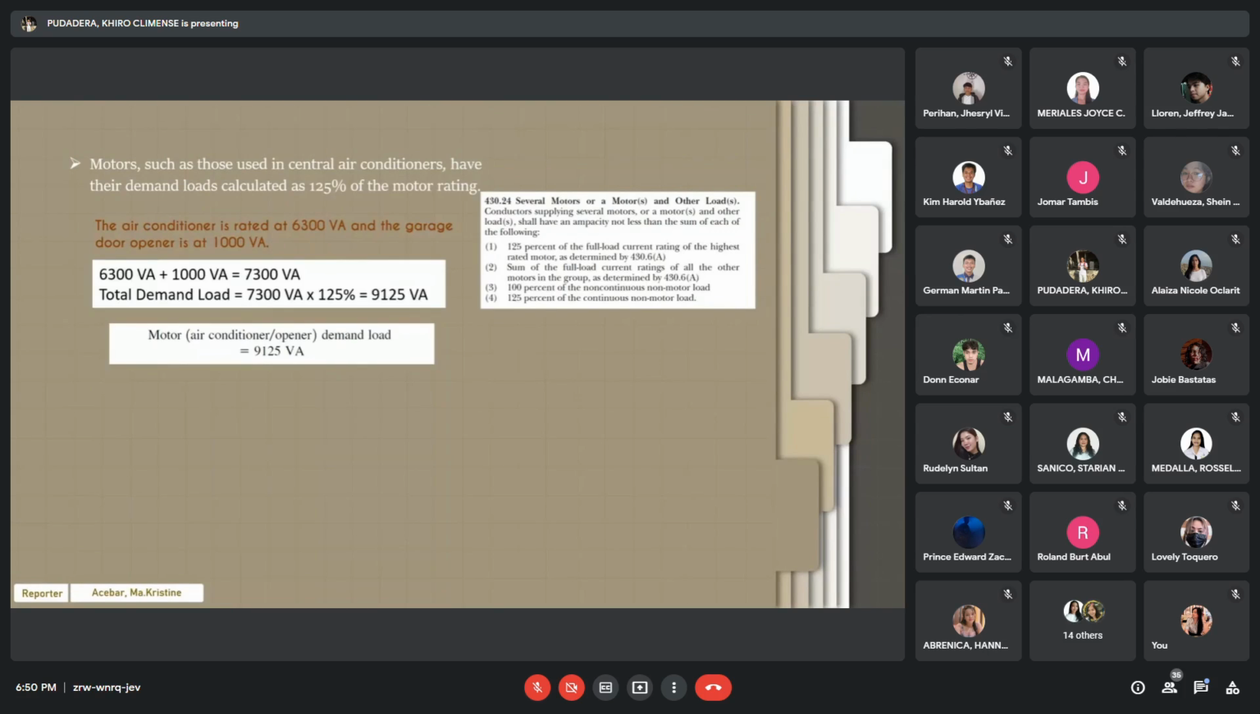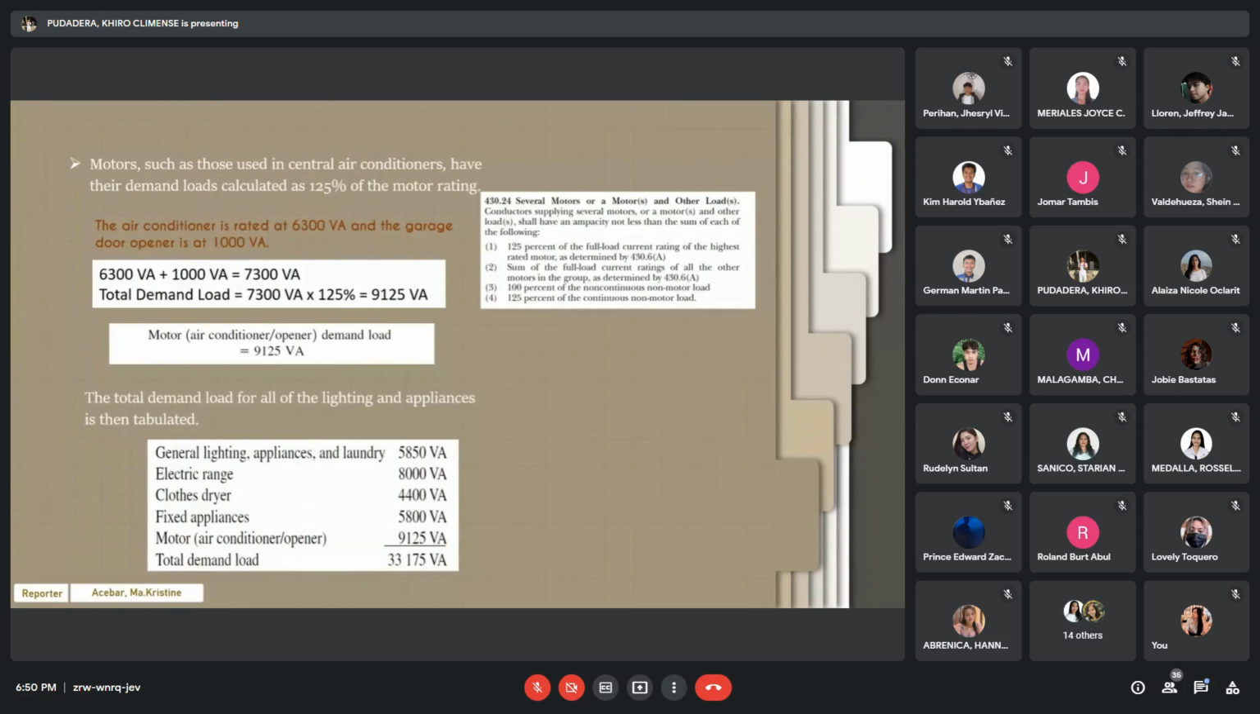Then the total demand load for all the lighting and appliances is then tabulated. For the residential system example, general lighting, appliance and laundry, 5,850 VA, electric range, 8,000 VA, clothes dryer, 4,400 VA, fixed appliances, 5,800 VA, motor, 9,125 VA, then we will come up to the total demand load, which is 33,175 VA. So that is how you compute the total demand load.